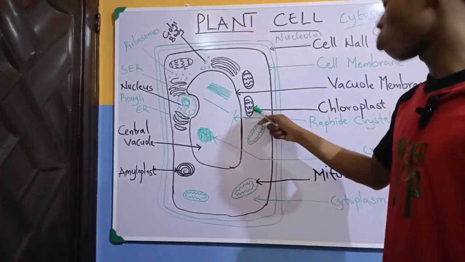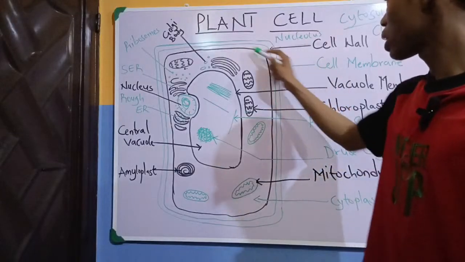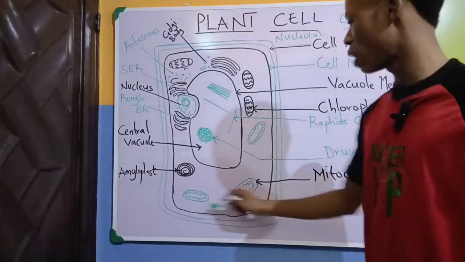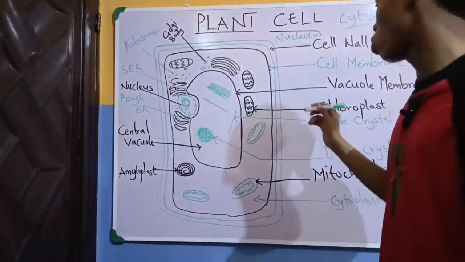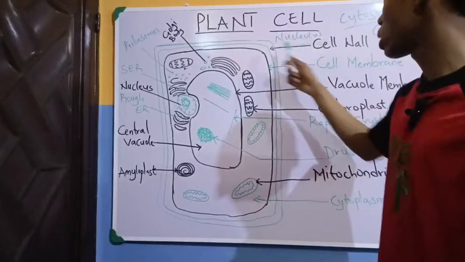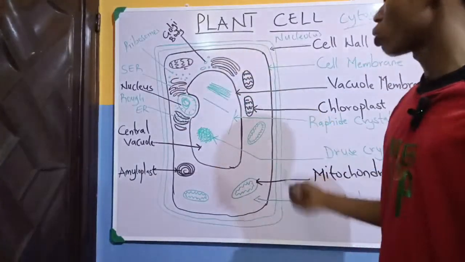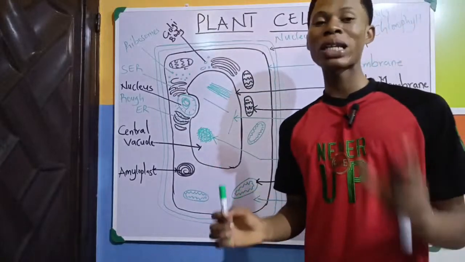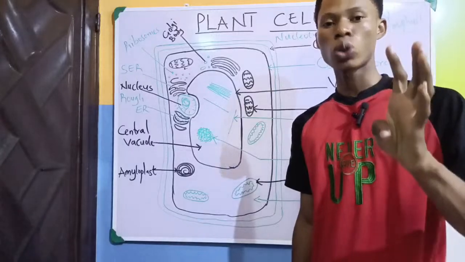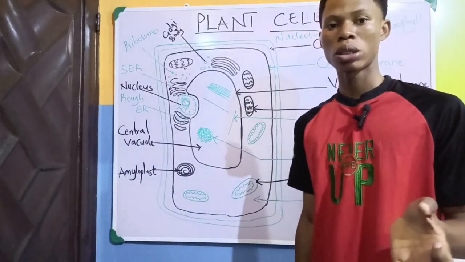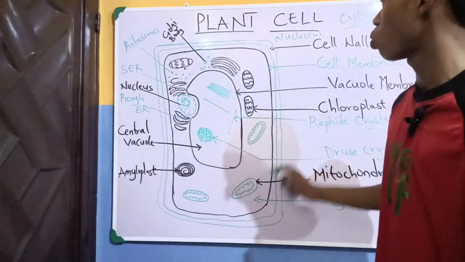This is the chloroplast, where chlorophylls are found. This is the cell membrane, which serves as a barrier regulating what is coming into the cell and what is going out of the cell. Now this is a cell wall, and we said it gives it that rigidity. Now plant cell wall consists mainly of cellulose. Cellulose is a major component of plant cell wall.